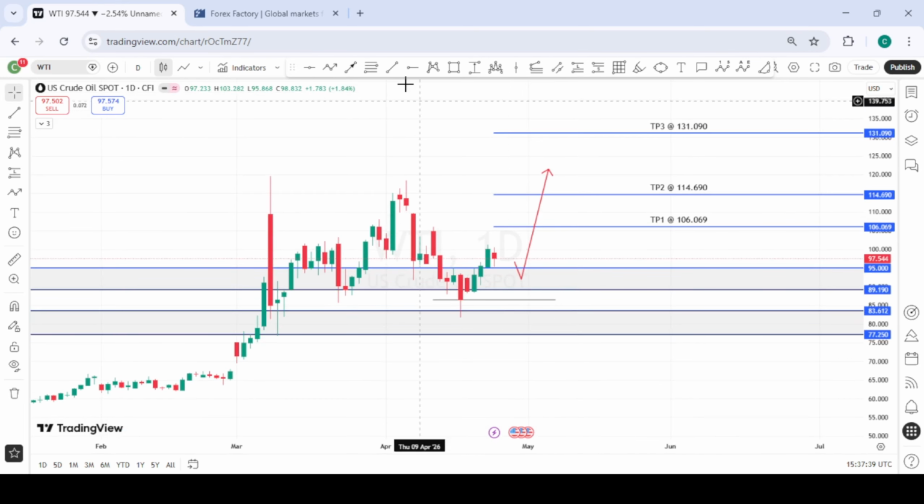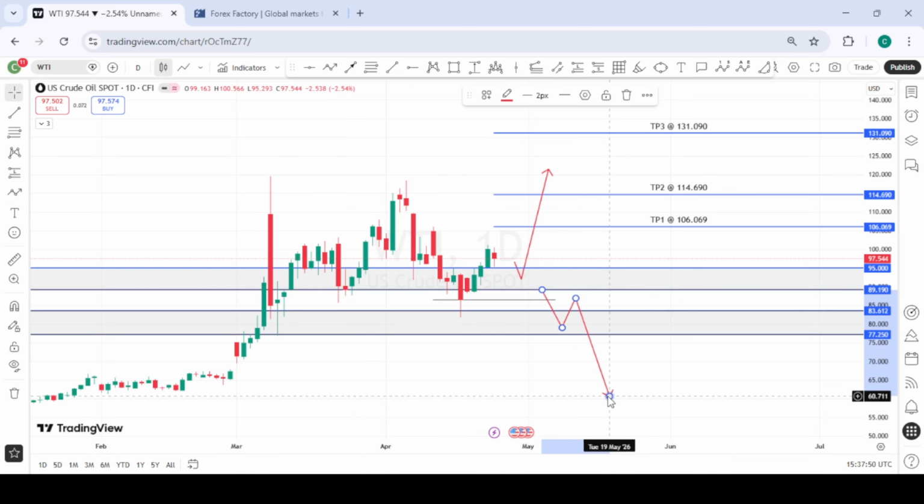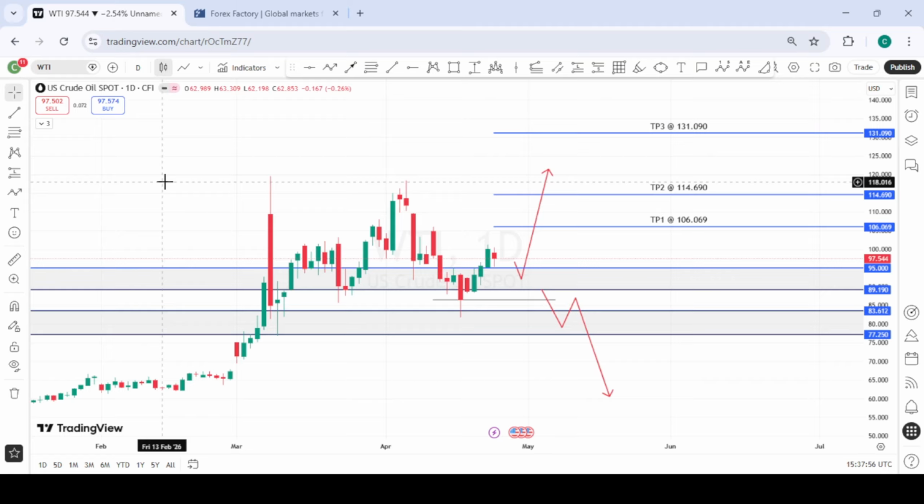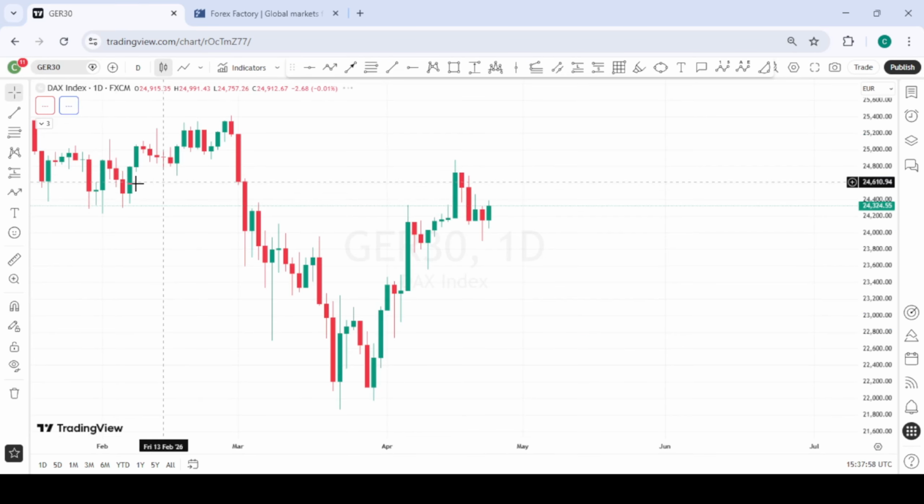Should price also find its way all the way down, clear this daily structure, then we are going to look at the bias we had from last week, and then look for selling opportunities to the targets we are looking forward to before we get a very strong bullish momentum. So we are bullish on the US oil for the coming week.